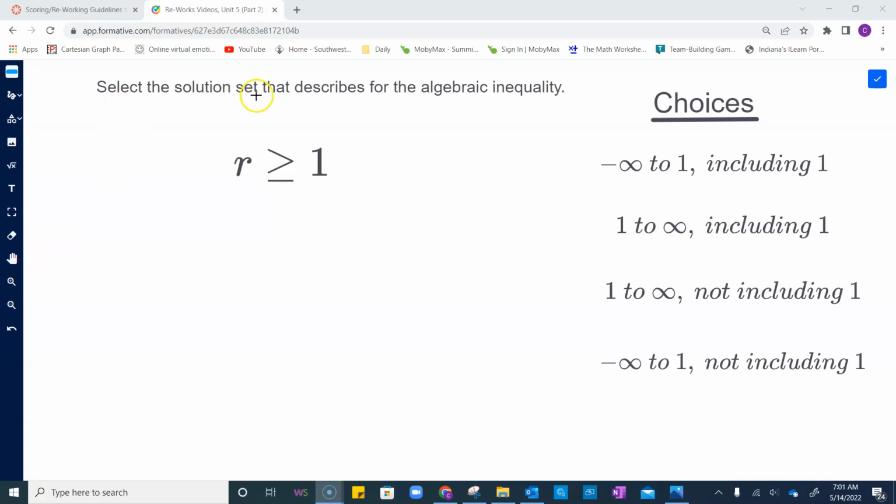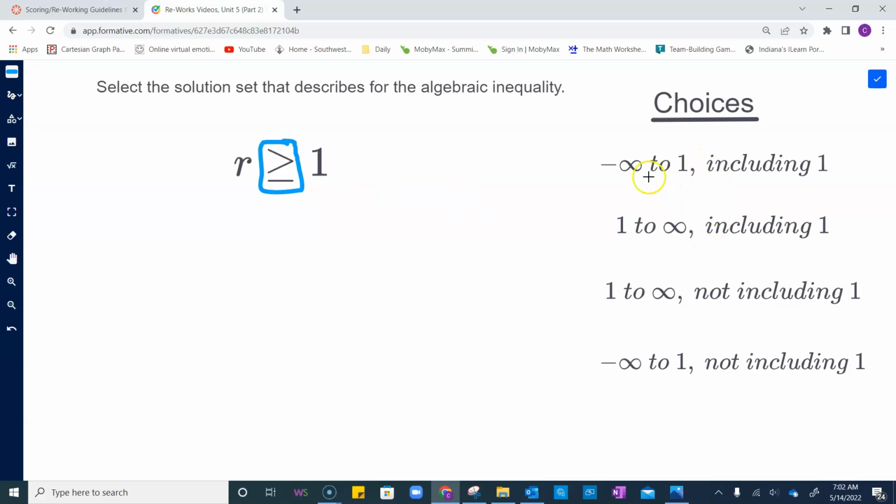So here we're trying to select a solution set that describes the inequality r is greater than or equal to 1. So when we're thinking about this, we don't have the number line in front of us, so we could either sketch one or we could just think through this. Let's first just try thinking through. We want all numbers greater than 1 or equal to 1. Since it has the equal piece on our inequality, then I know 1 is part of the solution set.